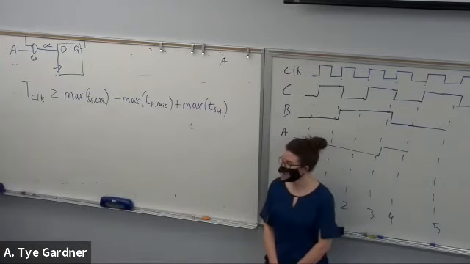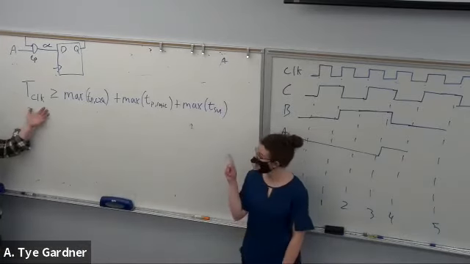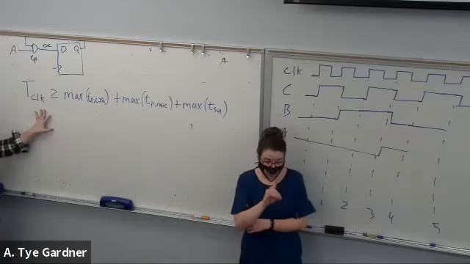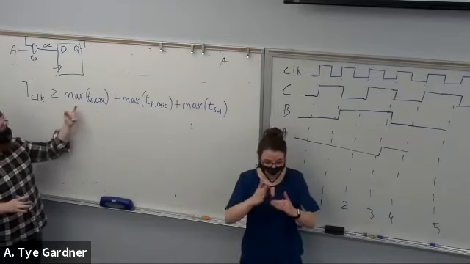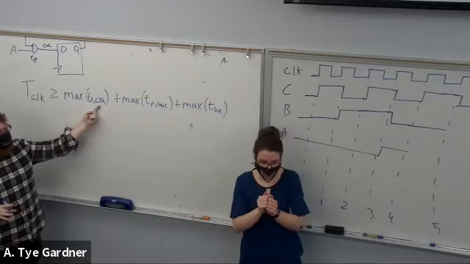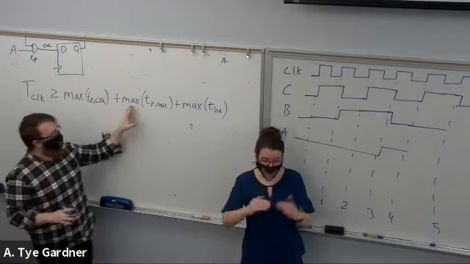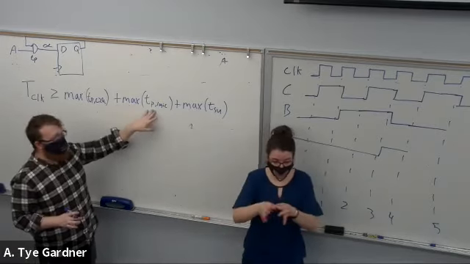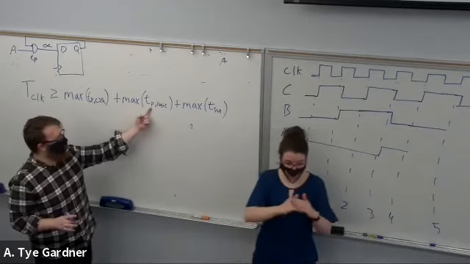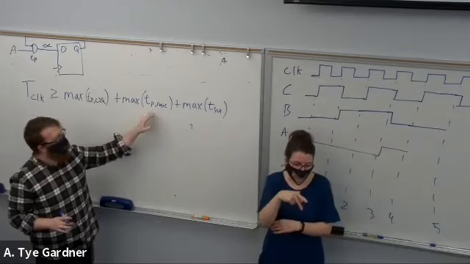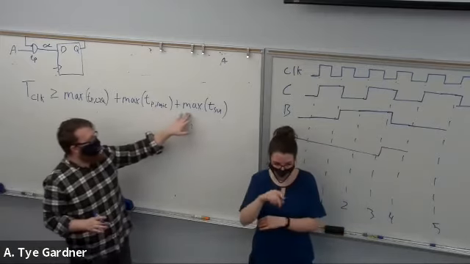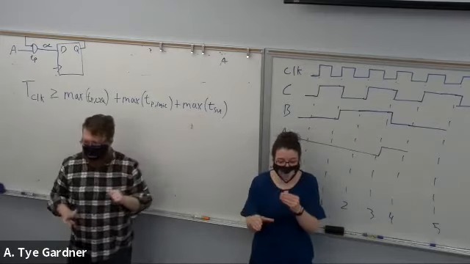Okay, so the period of the clock must be greater than the sum of the maximum clock to Q delay plus the maximum logic delay. So TP is propagation, right? So the logic delay plus the maximum setup time.